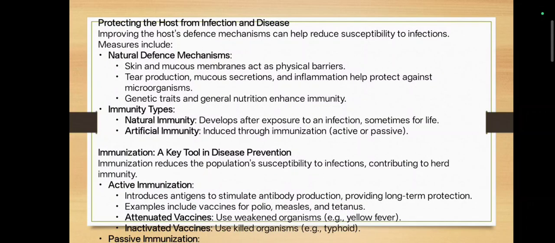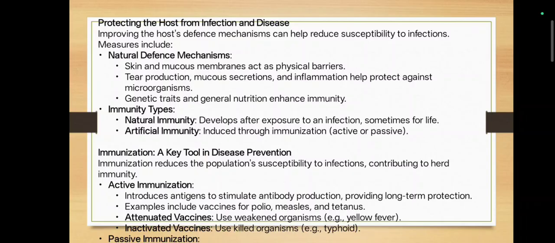Next is protecting the host from infection and disease. Improving the host defense mechanisms can help reduce susceptibility to infections. Measures include natural defense mechanisms. Skin and mucous membranes act as physical barriers. Tear production, mucus secretions, and inflammation help protect against microorganisms. Genetic traits and general nutrition enhance immunity.